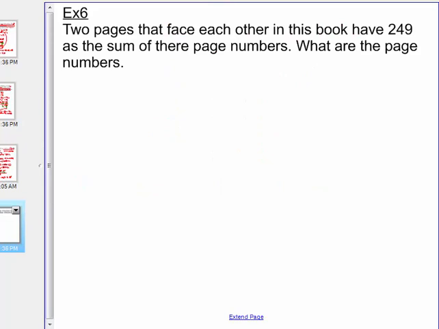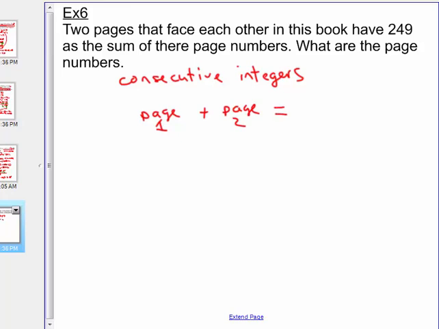All right, last problem here. This problem talks about consecutive integers, consecutive even integers, consecutive odd integers. We'll take a look at this in the notes the next time, but we want to just talk about this one here. It says two pages that face each other in a book. They face each other, which means their numbers are right next to each other. Page 72 and 73, page 148 and 149, are also all examples of pages that are facing each other. So we have page 1 plus page 2 has the sum of 249.